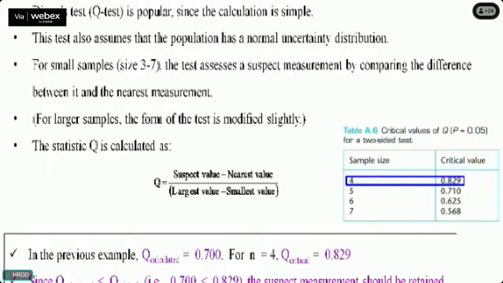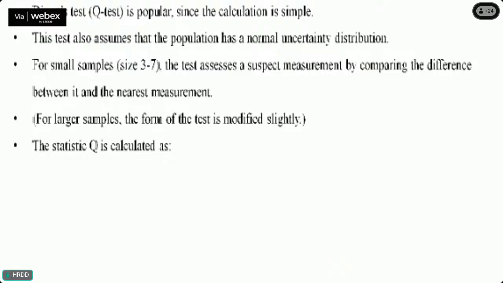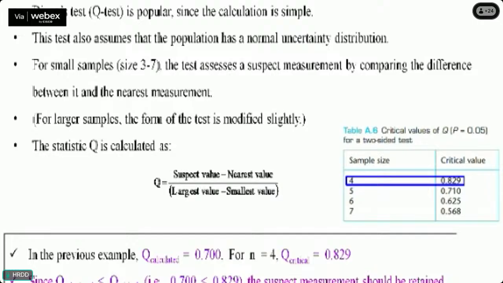Here you can see, as the number of sample points increases, the critical Q value keeps on decreasing. Whereas if you go to the G value, when you increase the number of sample points, the critical G value increases. Just for you to note down. Keep in mind that when you have calculated the G value, compare with the G critical, not with the Q critical, because G values are always larger than 1, Q values are always smaller fractions.